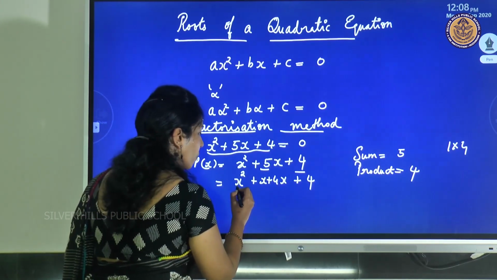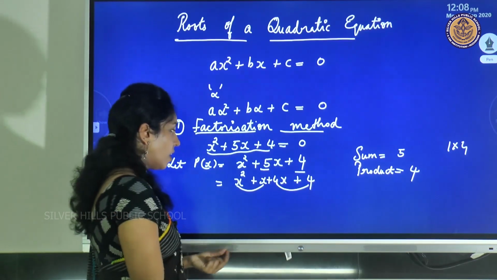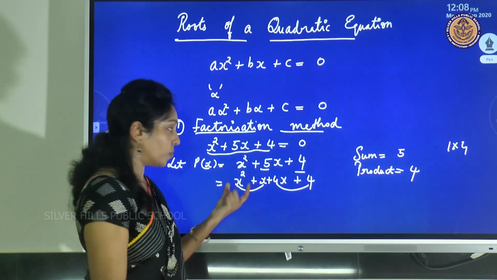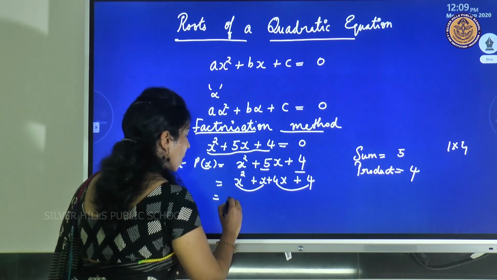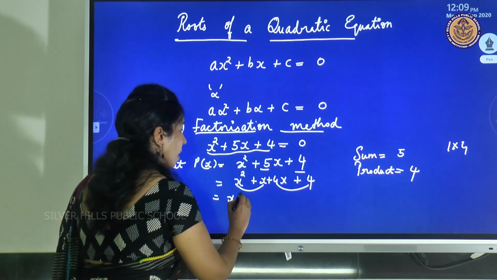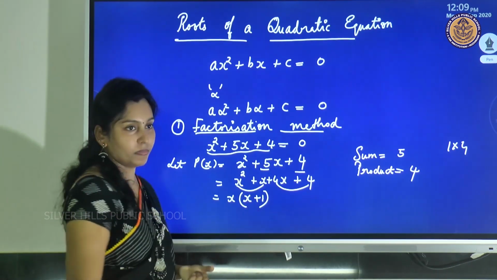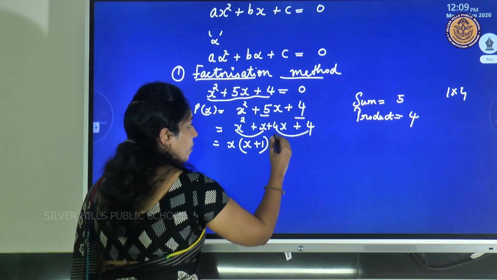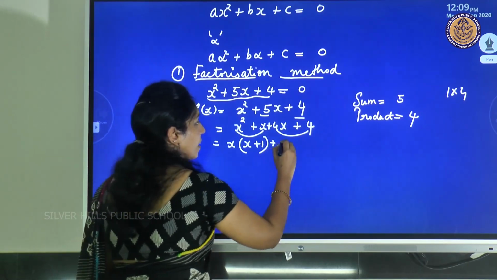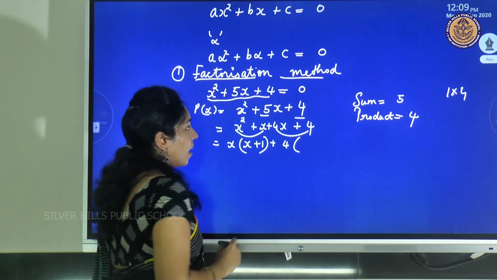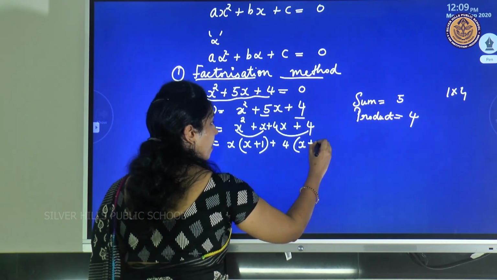Now what to do? We combine the first two terms and the last two terms. When you combine the first two terms, what is the common thing there? I can take x outside and then I get x plus 1. When you combine the next two terms, what is the common thing? I can take 4 outside, and what remains inside the bracket? It is x plus 1.